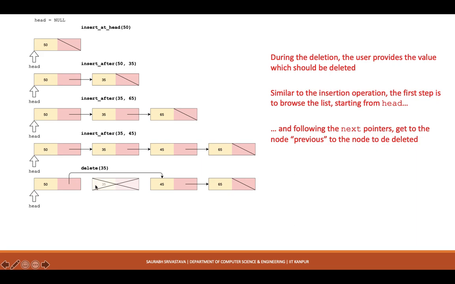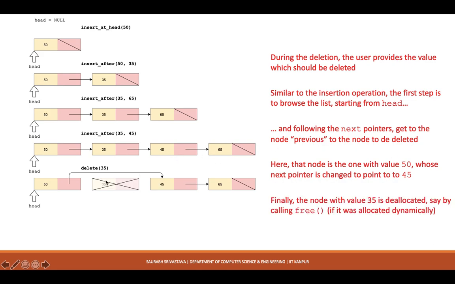Earlier it was pointing to this node, now I will point it to wherever this value was pointing to. So I can get the next address from here and just copy it here, and then it actually becomes deleted. And then this particular node, the one with 35, can now be freed. And how do I free it? I call the free function. This is when I am allocating these nodes dynamically.